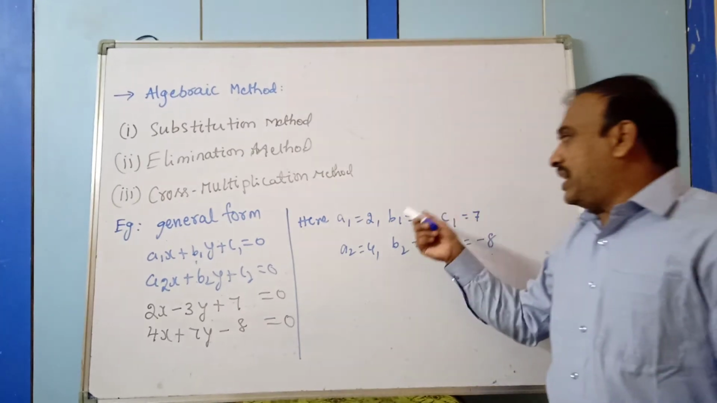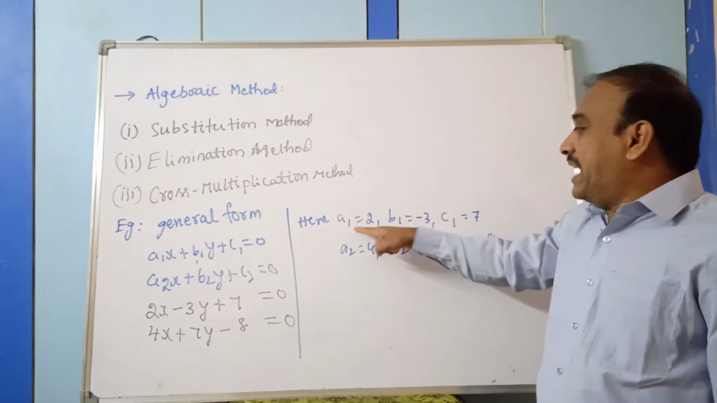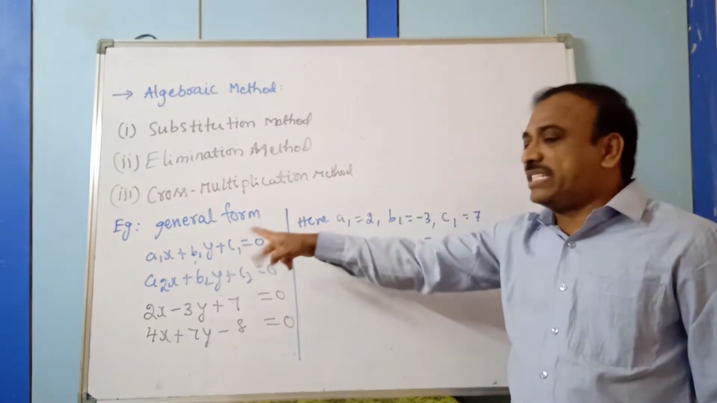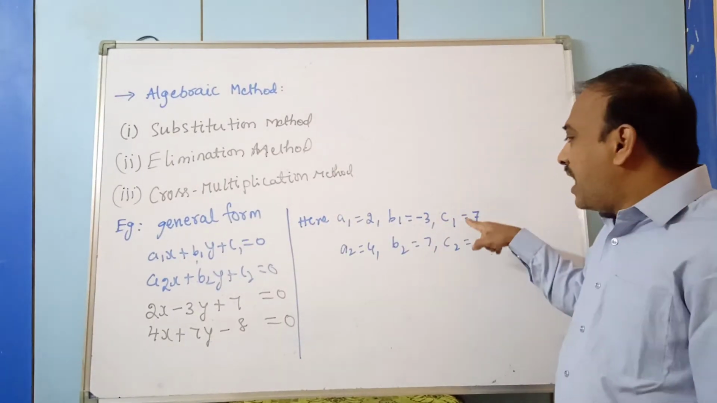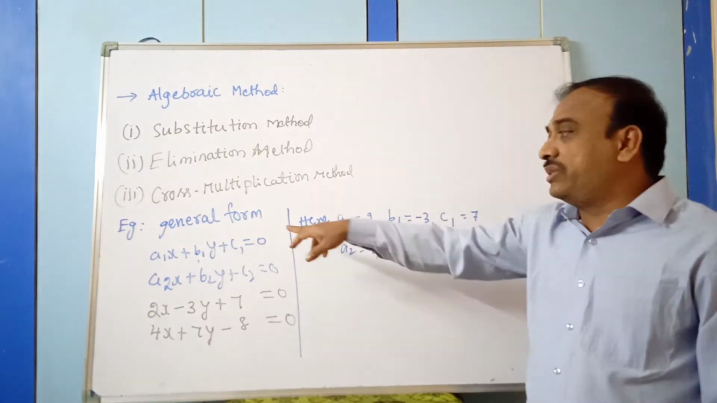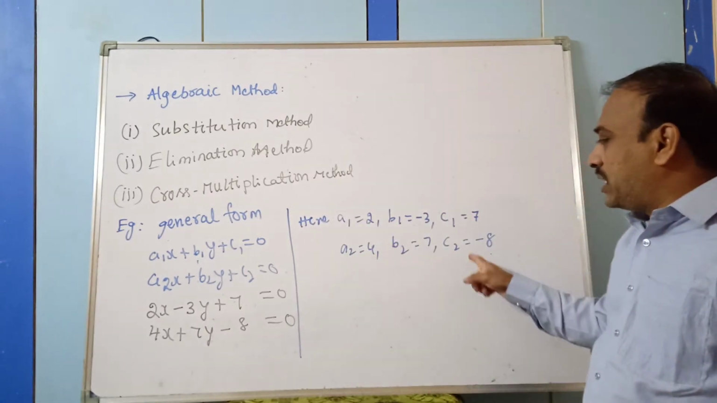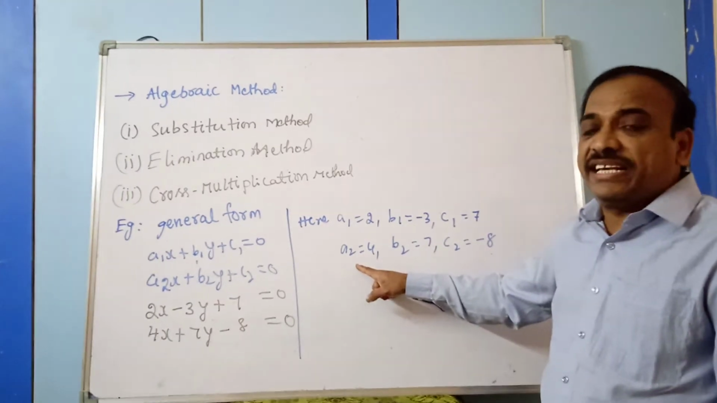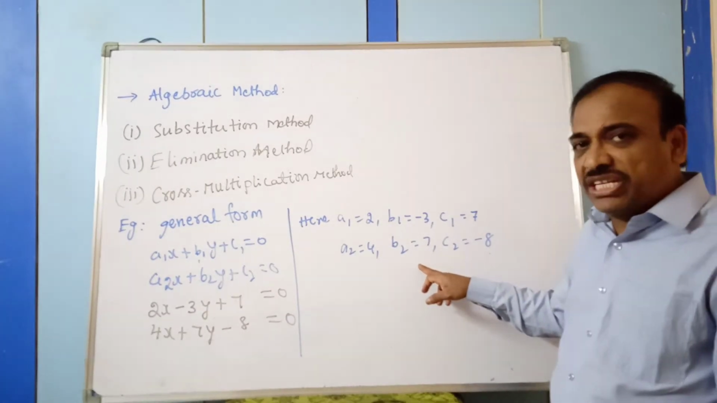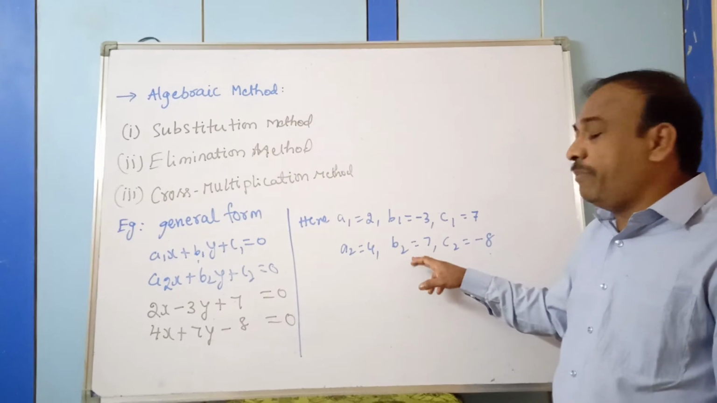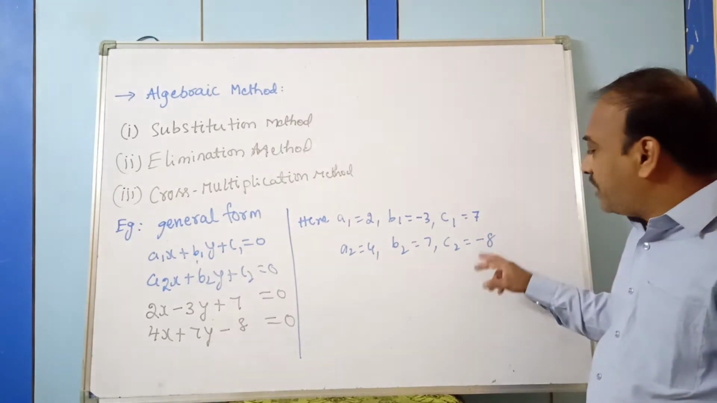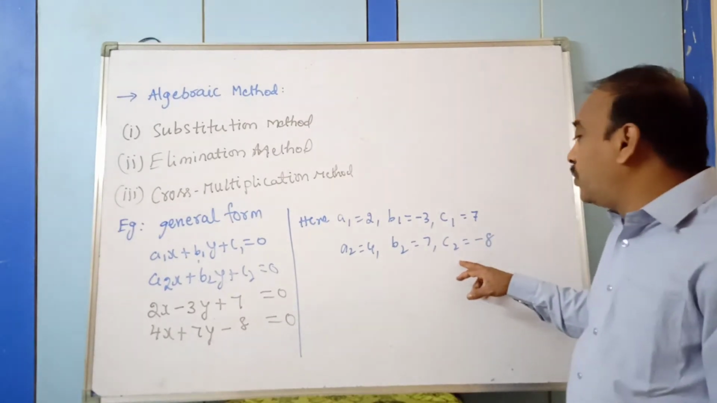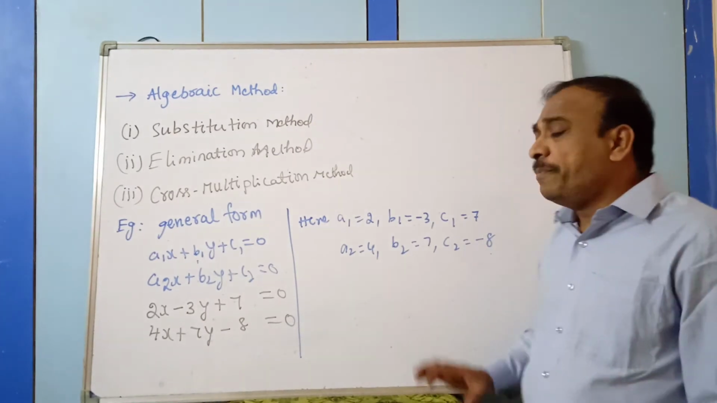A1 and B1 are the coefficients of x and y in the first equation, and C1 is a constant value in the first. A2, B2 and C2 we take from the second equation. The coefficient of x is A2 in the second equation, the coefficient of y is B2, and C2 is the constant value, that is minus 8.